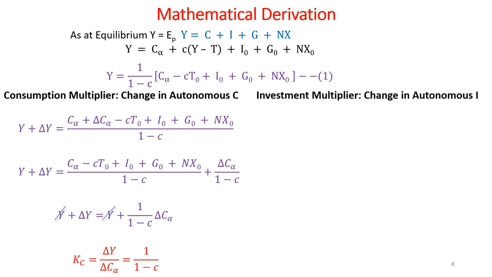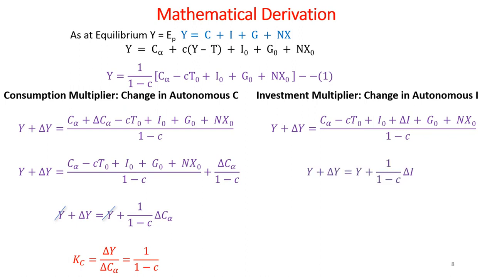Now the investment multiplier, which represents change in national income due to change in autonomous planned investments. Therefore, equation 1 changes to, and simplifying it, and similar to consumption multiplier, we have investment multiplier as.